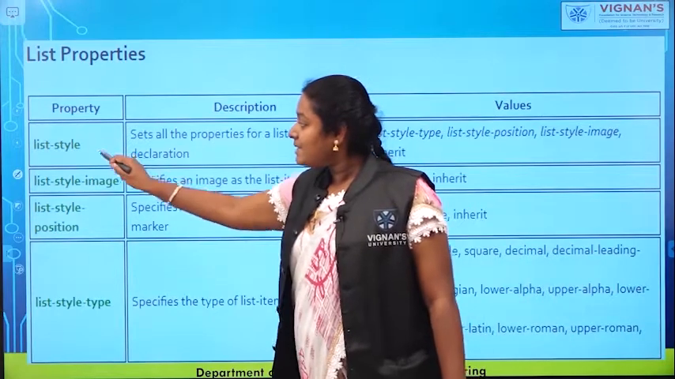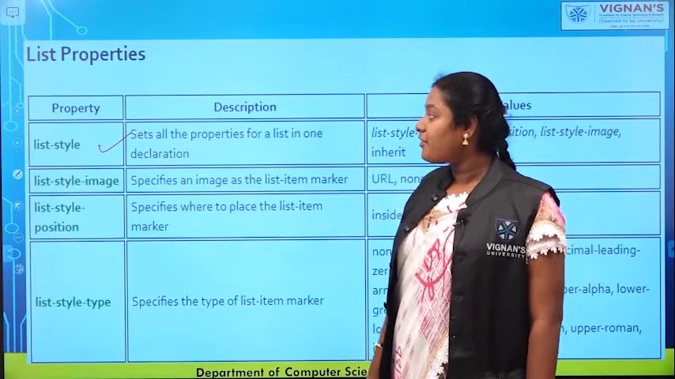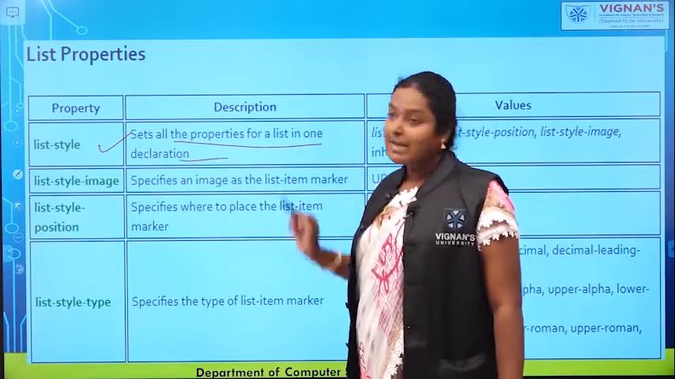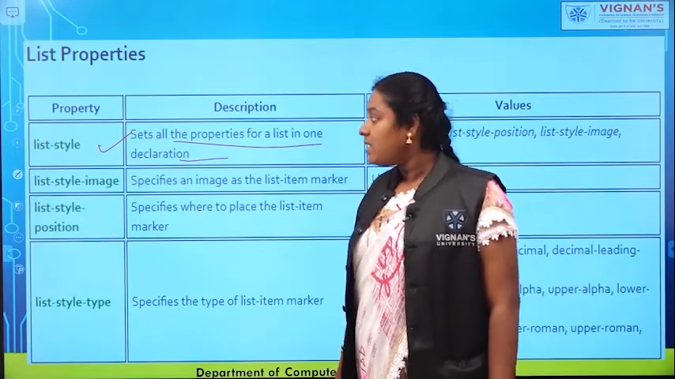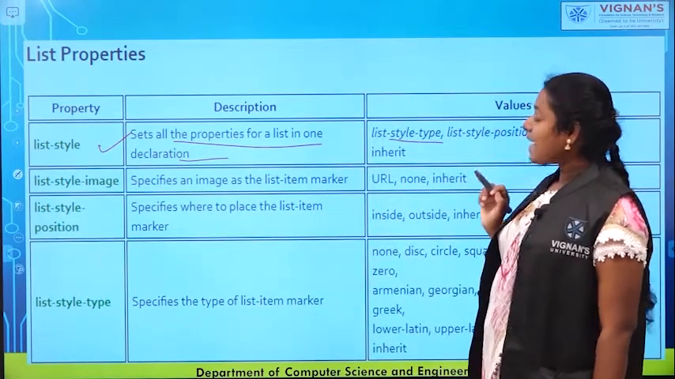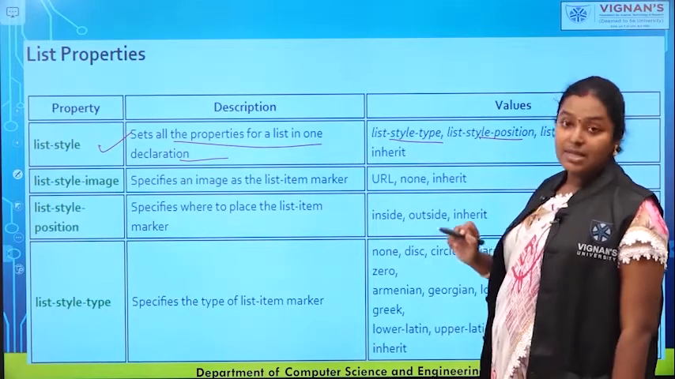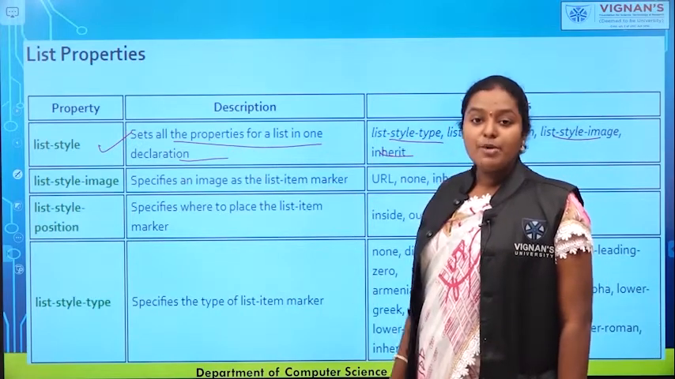So the first property is list-style. If you use list-style, it has different properties. It will set all the properties for the list in one declaration, which is why this property is also called a shorthand property. The values for this property are list-style-type, list-style-position, list-style-image and inherit. These are the different values for the list-style property.